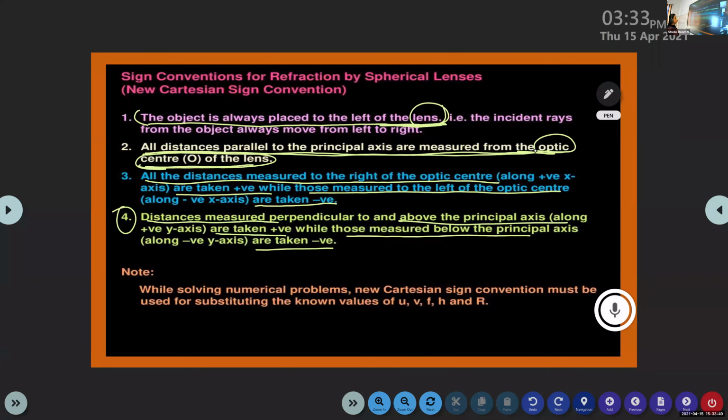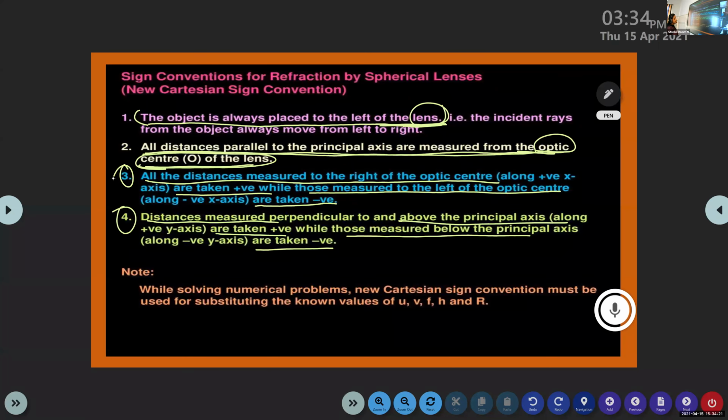The remaining four rules are the same. Here in 3 and 4, the two rules are combined. All the distance measured to the right of the optic center is taken positive, and all the distance measured left of the optic center is taken negative. All the distance measured above the principal axis is taken positive, and all the distance measured below the principal axis is taken negative. You don't need to copy the entire sentence. You can just understand these rules and write them in your own words, no problem.